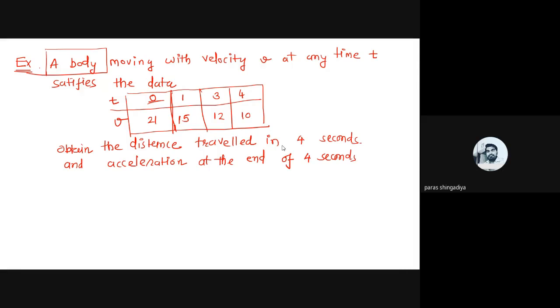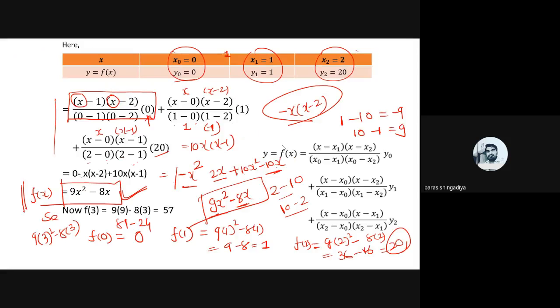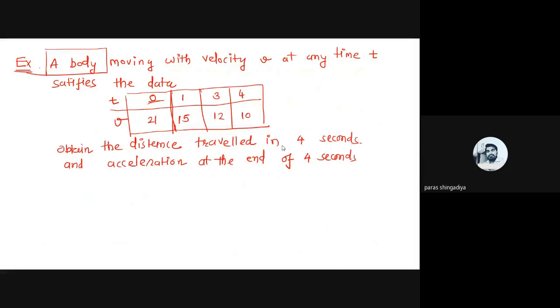In the last question we derived this equation, 9x square minus 8x, for the given data. So your data is 0, 21, 115, 312, and 410. First we'll derive one mathematical model of this data, meaning the equation of velocity. And then after that we'll use this equation to predict the distance, and we'll use some mathematical and physics formulas there to predict the answer.